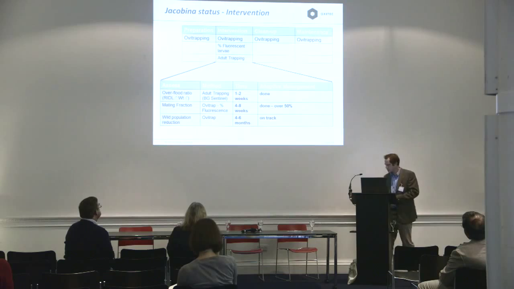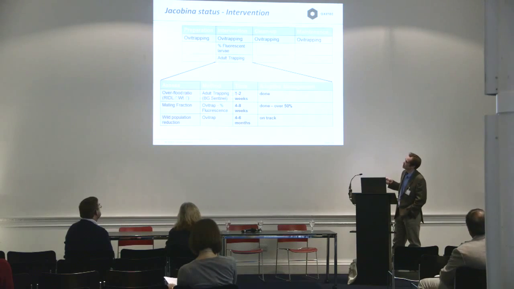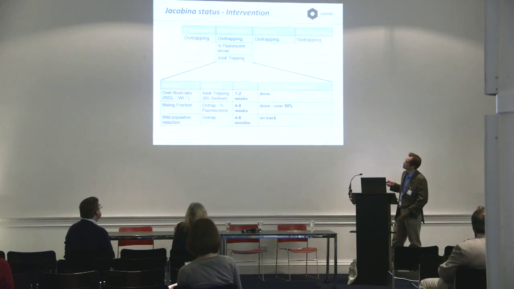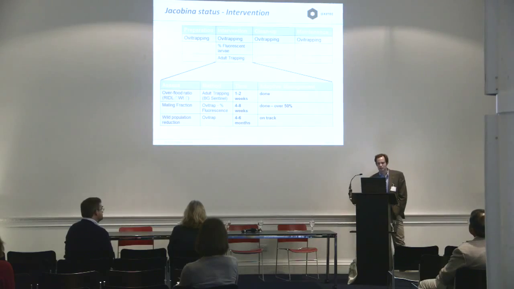So the results to date, I showed you this beforehand. We had the adult monitoring demonstrating we're achieving the overflooding ratio required. We've got the good overflooding ratio. Within 4 weeks, we got up to over 50% mating fraction, and we're able to sustain that. And we're just coming up to 4 months, so I expect to see very soon signs of the population starting to drop off.